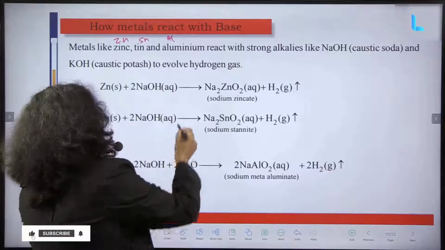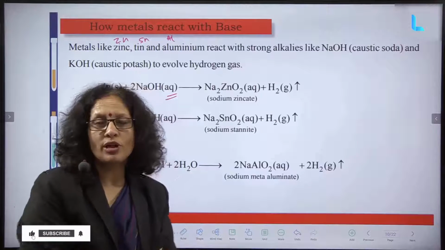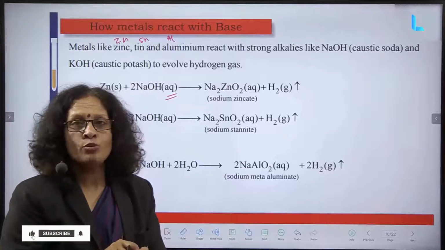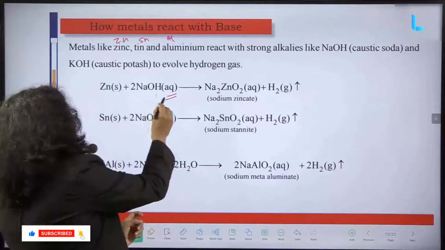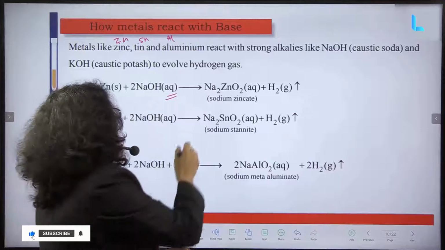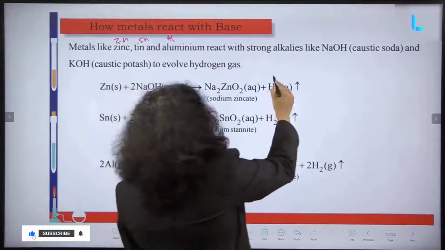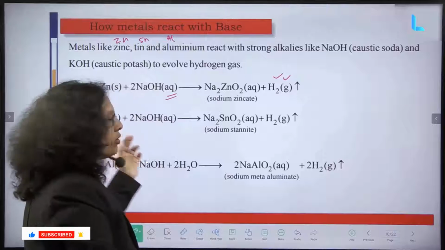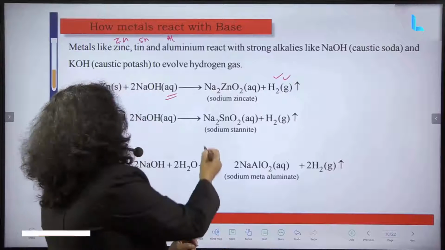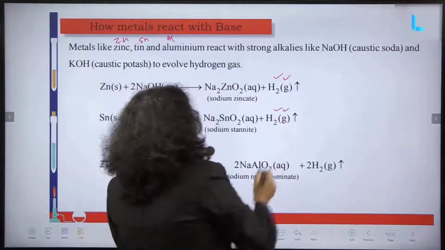In previous classes we have discussed that AQ indicates aqueous. When we prepare a solution in water, we use aqua, which signifies water. So whenever we prepare a solution in water, it is called aqueous. So sodium hydroxide solution is prepared in water, and that solution is treated with zinc. What will happen? You get sodium zincate, Na2ZnO2, and hydrogen gas is liberated. Now when tin, Sn, reacts with sodium hydroxide solution in water, we get sodium stannite, Na2SnO2, and hydrogen gas is liberated.